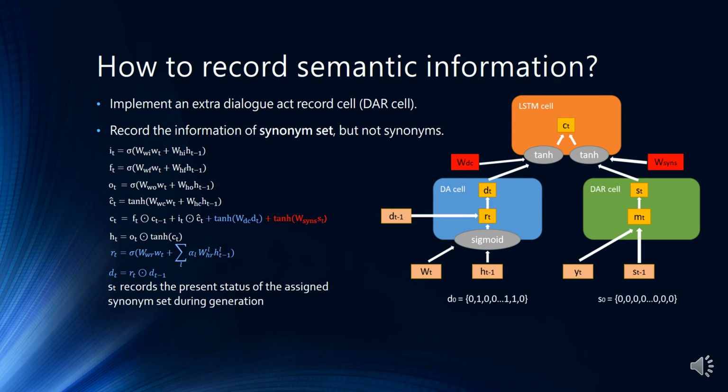To perform a dynamic recording of desired semantics, we implement an extra dialogue act record cell, or DAR cell. An extra one-hot vector SD is introduced to record the present status of the assigned synonym set during the generation process. What should be noticed is that DT records all the synonyms, but SD records only synonym sets because we only want one of the synonyms in the same set to appear.